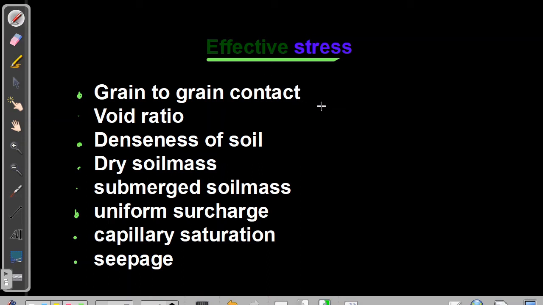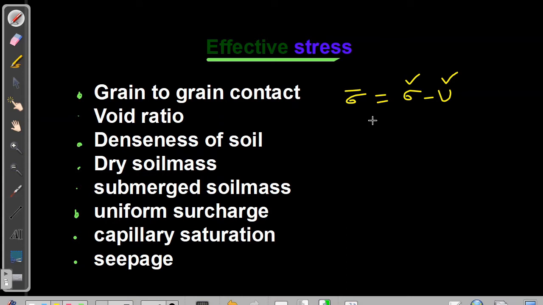Effective stress was first coined by Karl Terzaghi. He gave an expression like this: effective stress, sigma bar, equals total stress minus pore water pressure. It is a non-physical parameter. It means that we cannot measure effective stress with the help of any instrument, but total stress and pore water pressure are physical parameters.